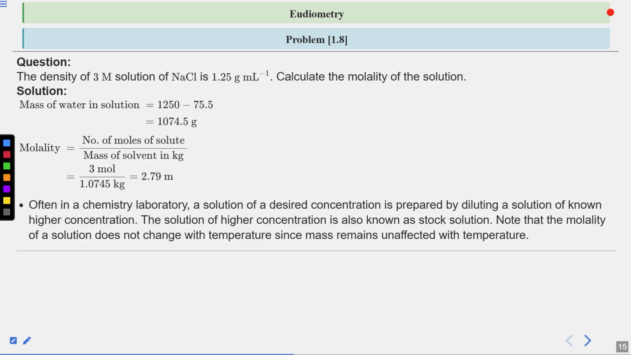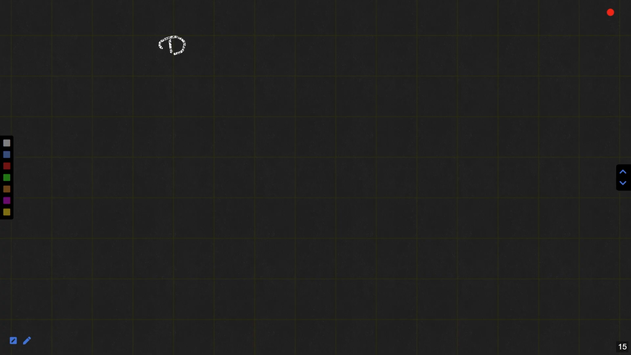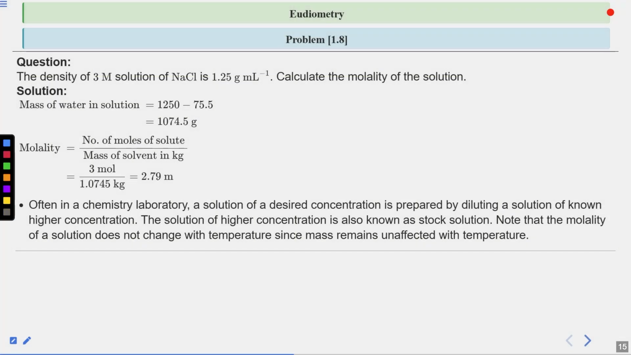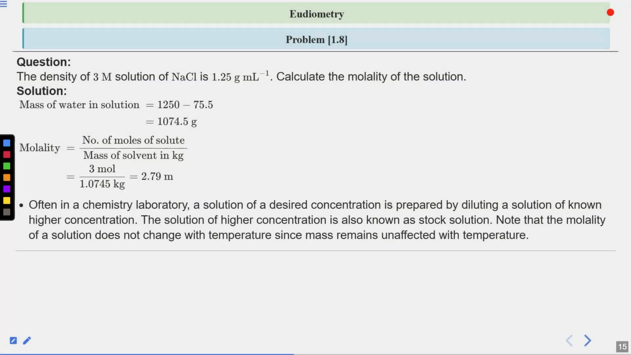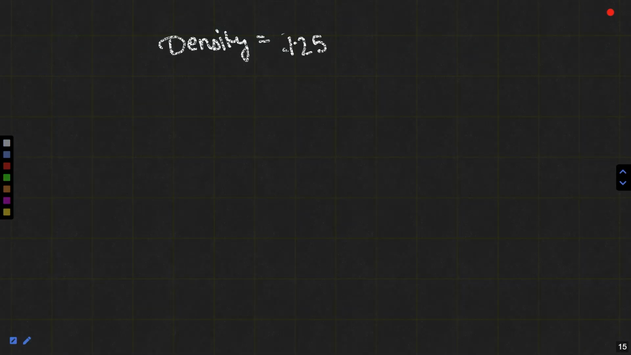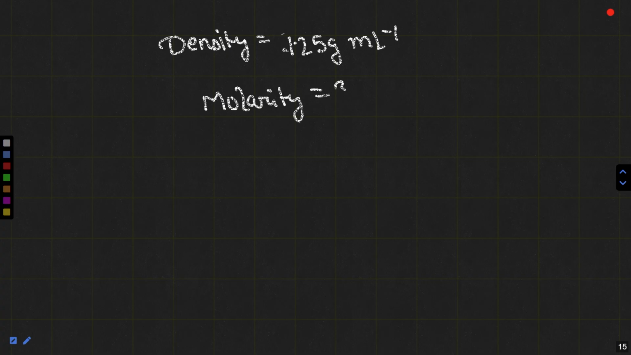Now I will try to re-explain this question once again, if anyone is facing any issue. Okay, let us try to understand this one by one. Density is given as 1.25 gram per ml. Just listen very carefully. The second thing is molarity, which is 3 molar. Two things are given.